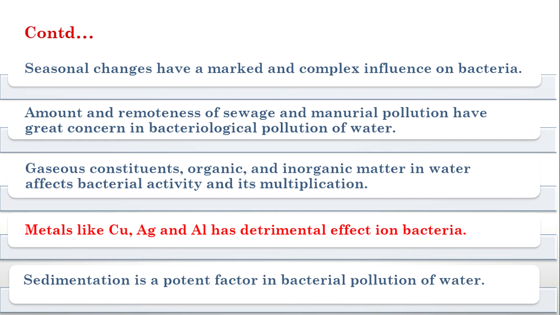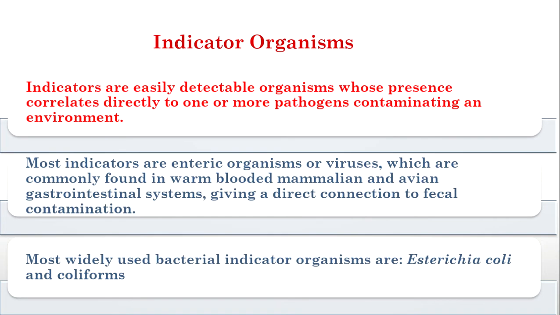Metals like copper, silver and aluminum have a detrimental effect on bacteria. Bacteria cannot live in water which contains metals like copper, silver and aluminum. It is not ion, it is on. Sedimentation is a potent factor in bacterial pollution of water. Of course, sedimentation sometimes causes an increase in bacterial multiplication. Okay, these are some of the facts concerned with bacteria.